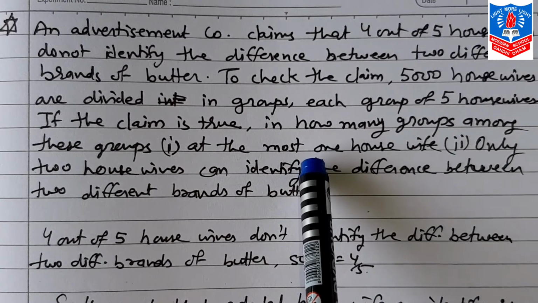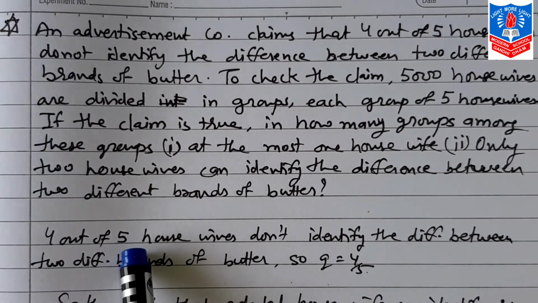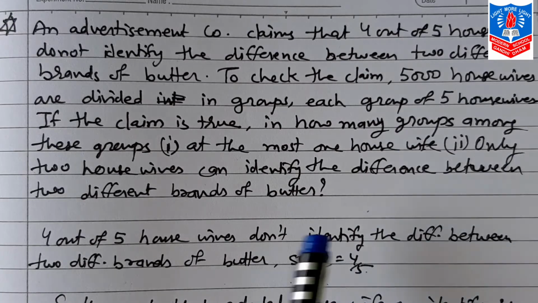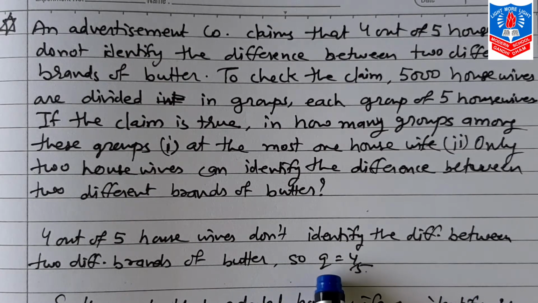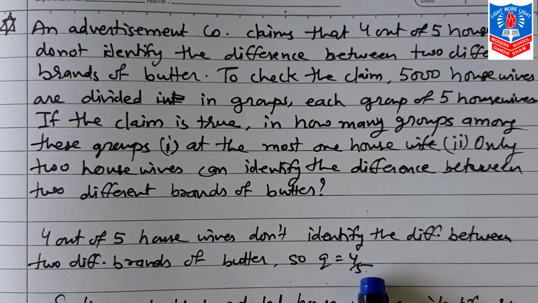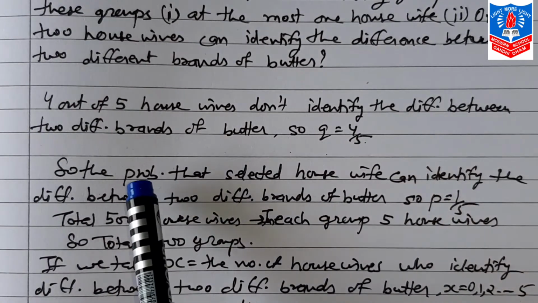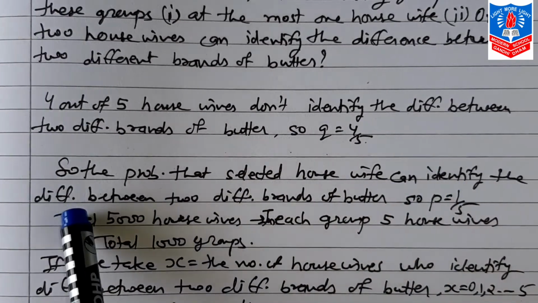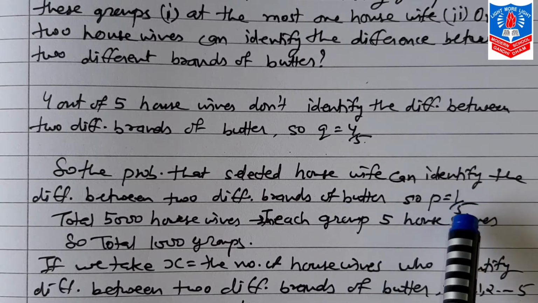Now here in this question, what is given? That 4 out of 5 housewives do not identify the difference between the 2 different brands of butter. So in that case, the value of q will be 4 by 5. It is already given in the question. In the same way, the probability that a selected housewife can identify the difference between 2 different brands of butter, the value of p, will be 1 by 5. How is this 4 by 5 or 1 by 5?